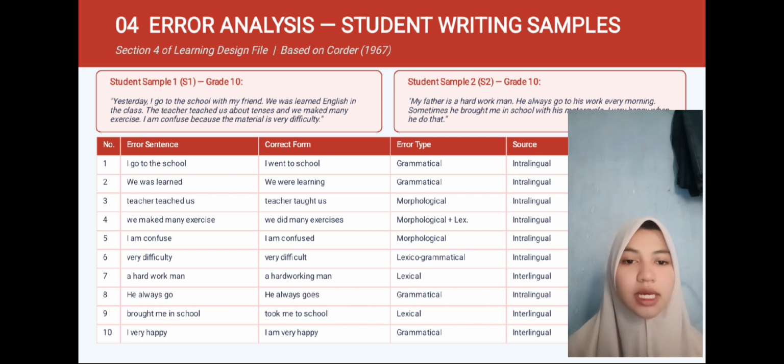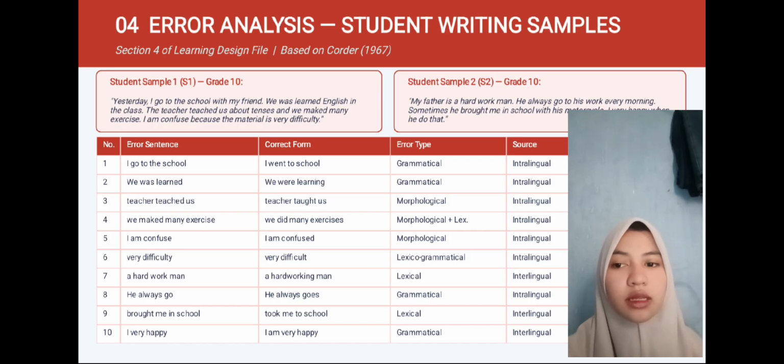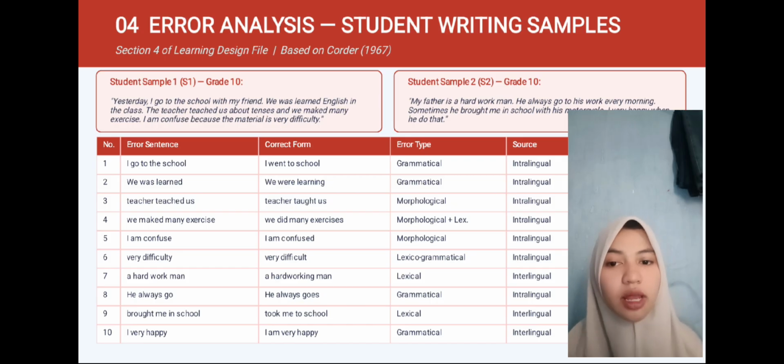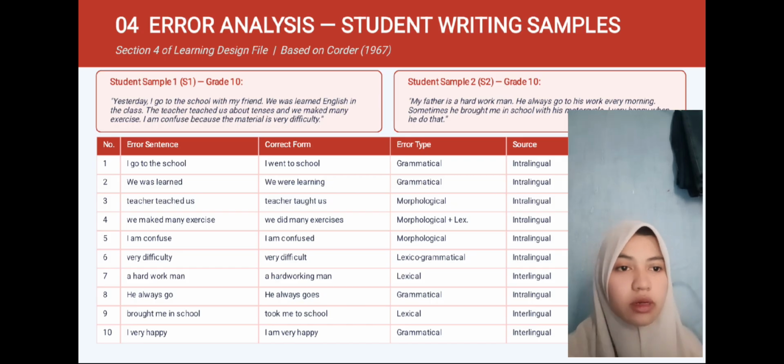So you can see on the screen there are some error analyses in the table. The first is I go to school. The correct form is I went to school. This is a grammatical error, where the wrong verb tense is used, like simple past required.